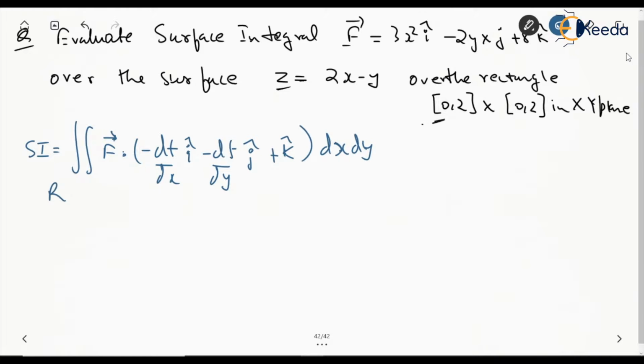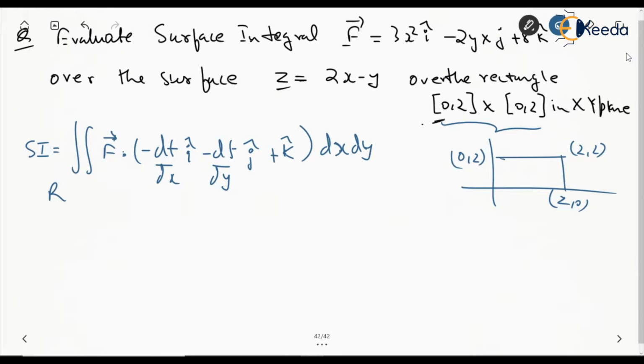Now they have already mentioned the projection region, that is 0 to 2 by 0 to 2. So x will be from 0 to 2 and y will be from 0 to 2. This means it is a rectangular region, with corners (0,0), (2,0), (2,2) and (0,2). So this is the region they are talking about, and we have the surface z equal to 2x minus y above this, on the xy plane.